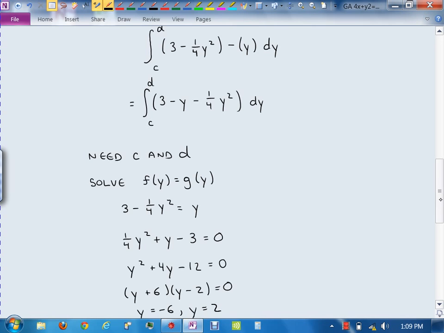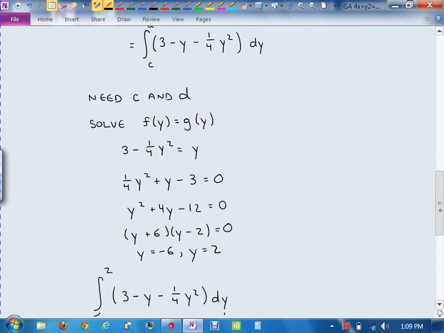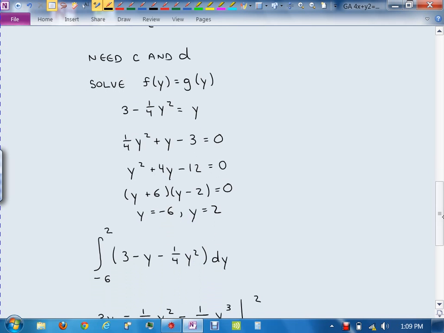So I solve setting the functions equal to each other. Now, notice I wrote f of y, g of y. That's because they're both in terms of y. So here's f of y, that's the function on the right. And here's g of y, which was the function on the left. Set them equal to each other. And now I moved everything to the right and then just rearranged it. Multiplied everything by 4. It's a quadratic equation, so I would expect you could solve that. I'm not going to go through it all. -6 and +2 are the two solutions. So that gives you your C and D. Did you get that finally? Yes? Okay.